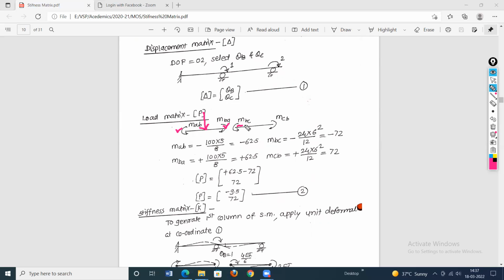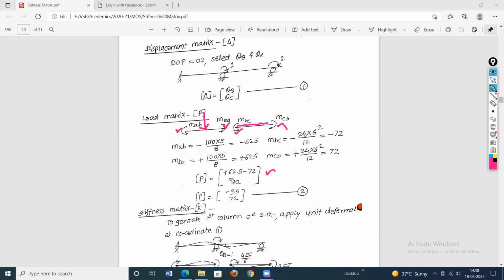Then on the second span, there is a uniformly distributed load. Therefore, MBC will be equal to WL squared by 12, and MCB will again be WL squared by 12. These are the fixed end moments. To calculate them, our assumption is that each span is a fixed beam: a separate fixed beam subjected to a point load at the center, and a separate fixed beam subjected to UDL. These are the formulas, and for the signs, clockwise moment is positive and anti-clockwise moment is negative.